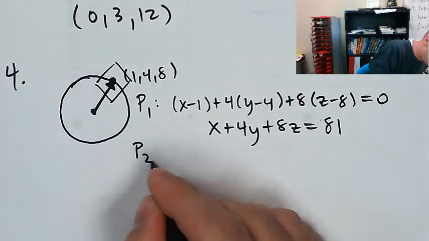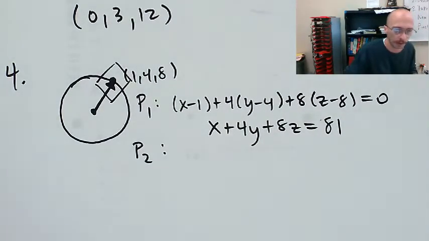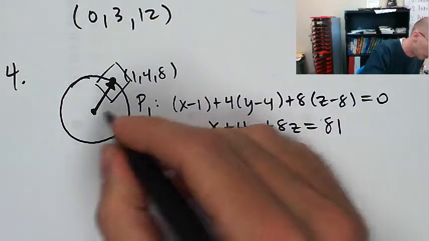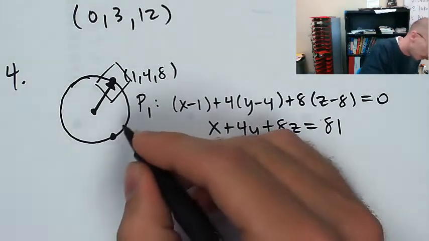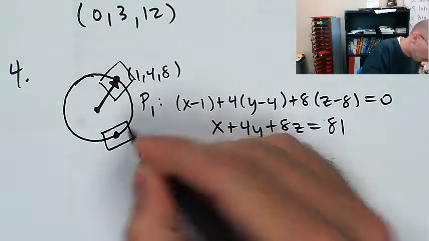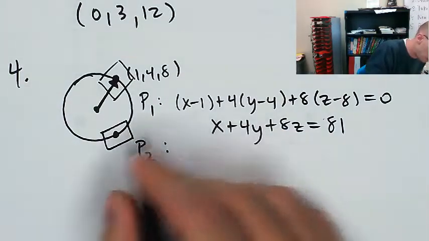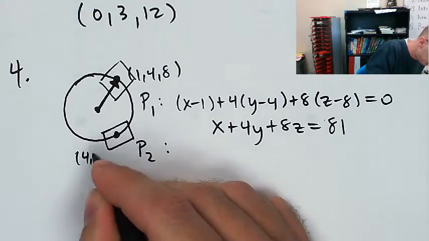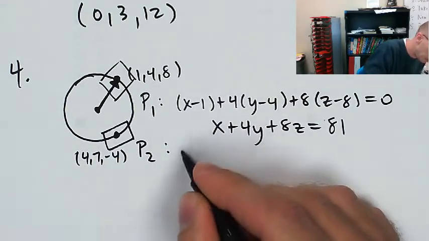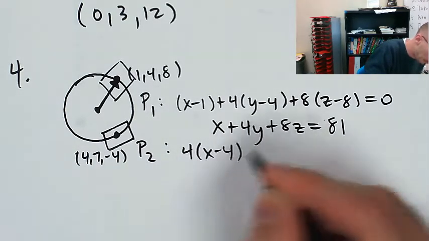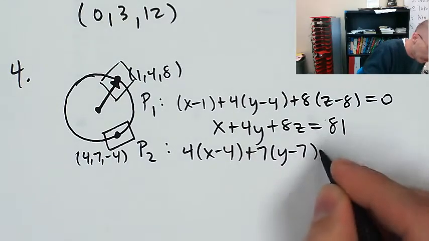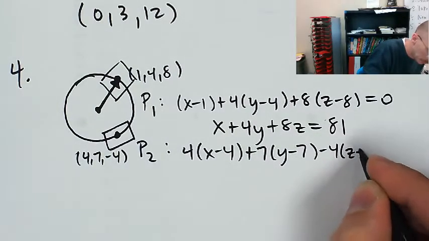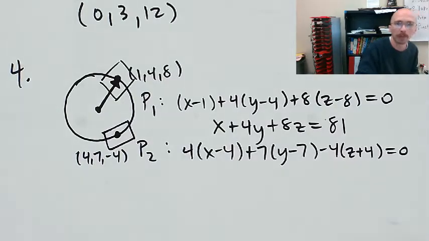Then I've got plane 2. Okay, that's over here at, I clicked away from my problem set, (4, 7, negative 4). Who knows, maybe it's back there on the back side or something. Either way, we'll say that's (4, 7, negative 4). And so it's going to be 4 times (x minus 4) plus 7 times (y minus 7) minus 4 times (z plus 4) is equal to 0.